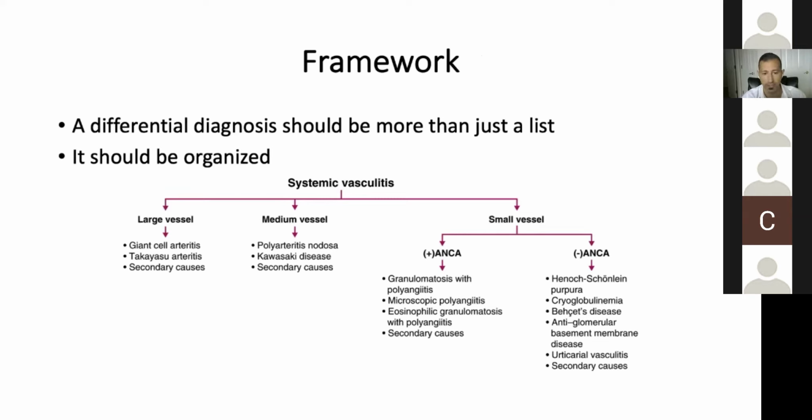And here's the differential or the framework for systemic vasculitis, organized by size of blood vessel involved. We have large vessel, medium vessel, small vessel. If I have this in my mind, it's much easier for me to recall this list. And it's much easier to approach a patient with systemic vasculitis if I have this framework in mind.